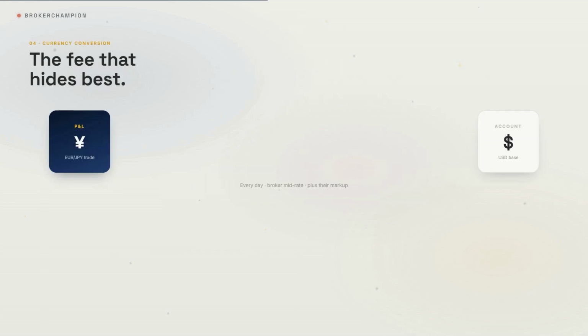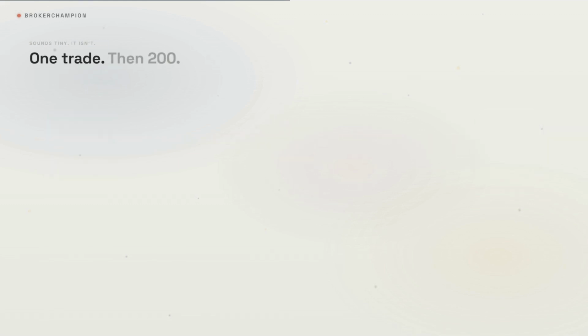Fee number 4 is the one that hides best: currency conversion. Your account base is in US dollars. You trade Euro JPY. Every day, the broker has to convert your yen-denominated P&L back into dollars at their mid-rate plus a markup, typically 0.5% to 2%. On a $100 gain, a 1% conversion is $1.